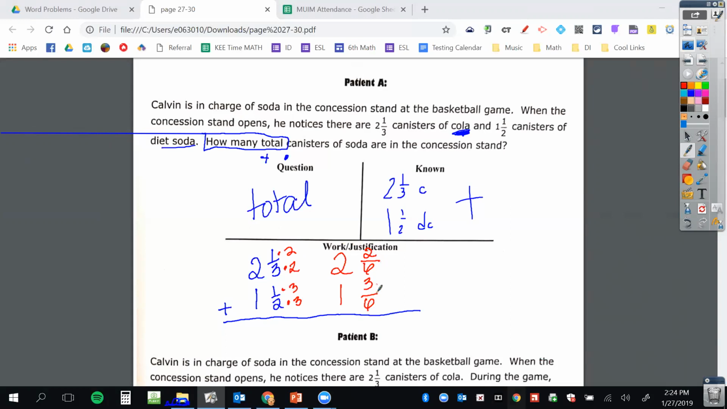Now I can add them. 2/6 plus 3/6 gives me a total, I'm going to move it over here because I'm out of space, of 5/6. And then 2 wholes plus 1 whole gives me a total of 3 wholes. Therefore, I have a total of 3 5/6 cans of soda. Make sure you put that label.